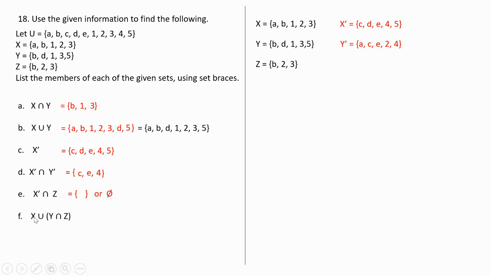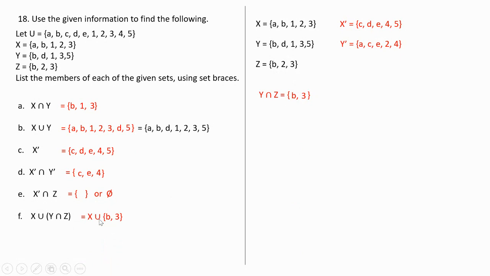Okay, now for F, we have X union parentheses Y intersects Z, close parentheses. For this one, we have to follow the order of operations, which means we have to do parentheses first. So we're going to go X union, what does Y and Z have in common? Y intersects Z. They have in common a B and a 3, and that's it.